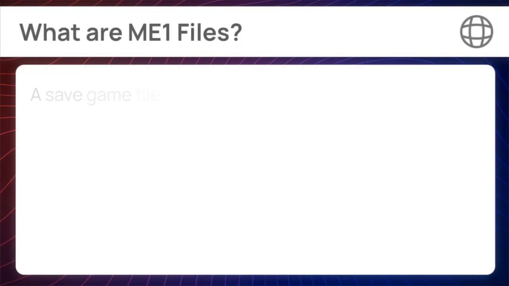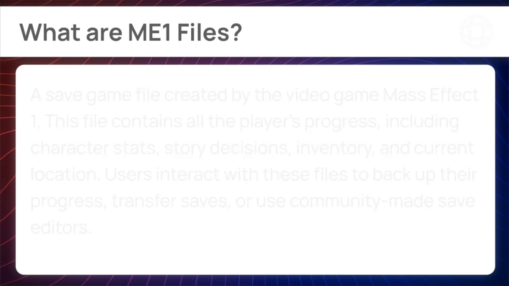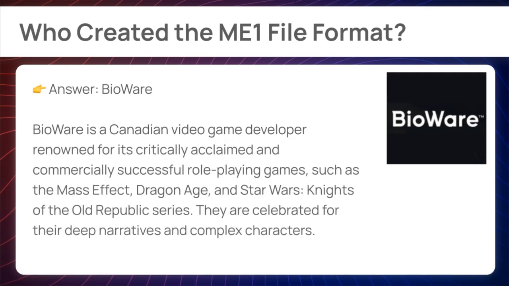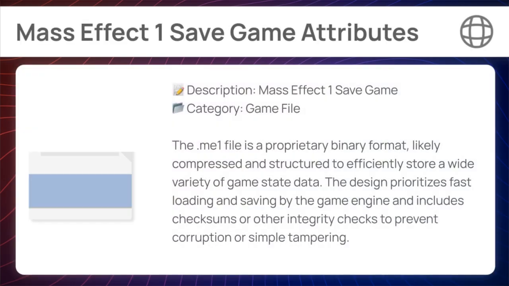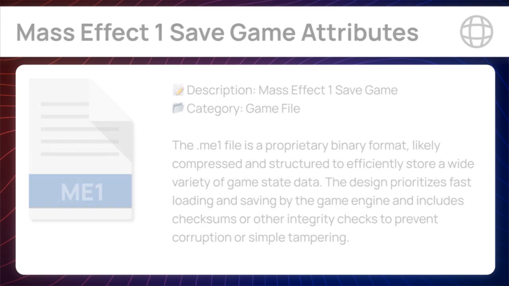A save game file created by the video game Mass Effect 1. This file contains all the player's progress, including character stats, story decisions, inventory, and current location. Users interact with these files to back up their progress, transfer saves, or use community-made save editors. The ME1 file is a proprietary binary format, likely compressed and structured to efficiently store a wide variety of game state data. The design prioritizes fast loading and saving by the game engine and includes checksums or other integrity checks to prevent corruption or simple tampering.